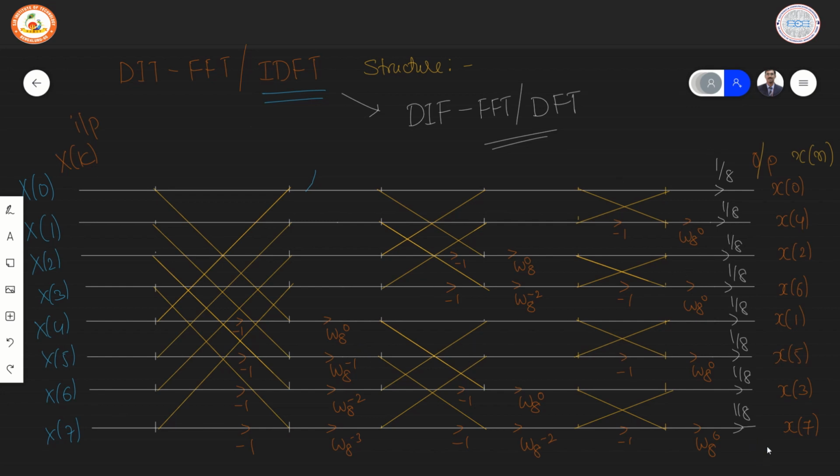Also, we have to remember that the IDFT equation performs the multiplication with 1 by N. Therefore, at the end of the computation, all the outputs are respectively scaled by 1 by 8. And this gives us the result, which is small x of n, and the results are presented in a bit reversed manner. This is how the structure of DIT FFT for IDFT, or in other words, the inverse DIT FFT structure, is presented.